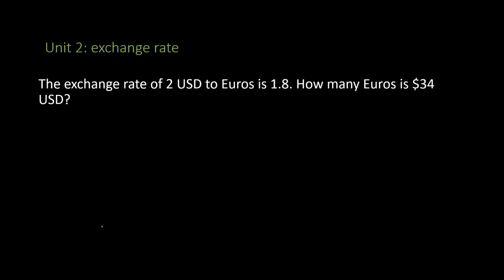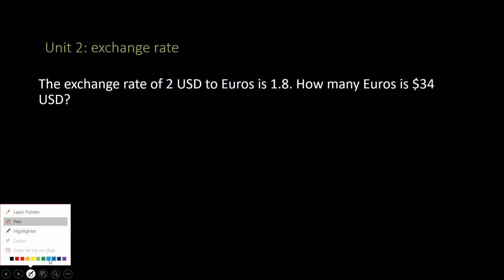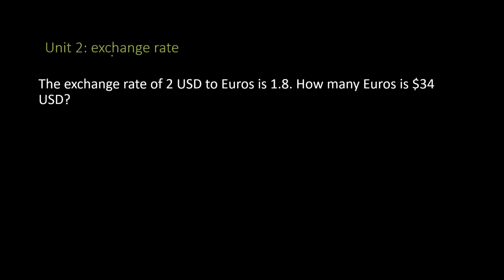Now let's look at a quick review of one of the topics I think will be handy for you to refresh yourself on from Unit 2. Remember, with exchange rate, these questions can be asked in many ways. I always recommend to simplify things so that you have an exchange rate that's talking about one to something else. Let me explain what I mean. In this question, it says that the exchange rate of $2 to euros is 1.8. So we have this ratio here of 2 to 1.8.